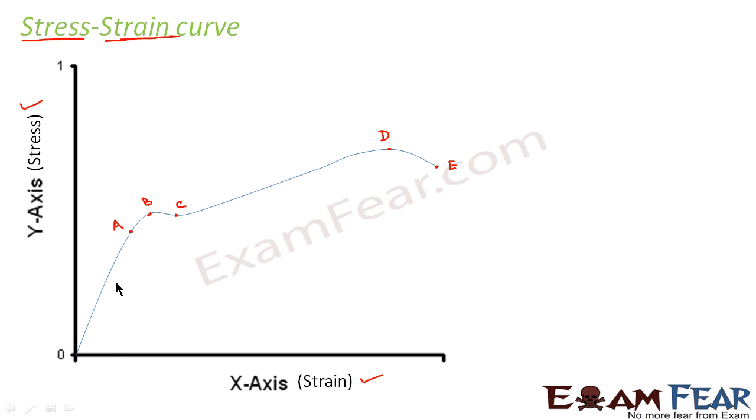Now I will explain what OA signifies, and what AB, BC, CD and DE respectively signify. Let us start with OA. From point O to A, the straight line signifies that Hooke's law is obeyed. If you see in the previous slide, this is how the Hooke's law curve was. Forget about the rest of the curve and just concentrate on O to A. It is a straight line which shows that stress and strain are directly proportional to each other. Hooke's law is obeyed. That means the material behaves like an elastic body. So in this region O to A, the material behaves like an elastic body.